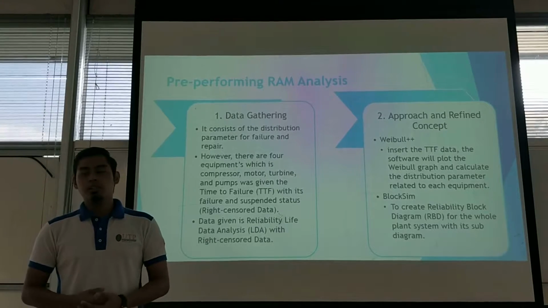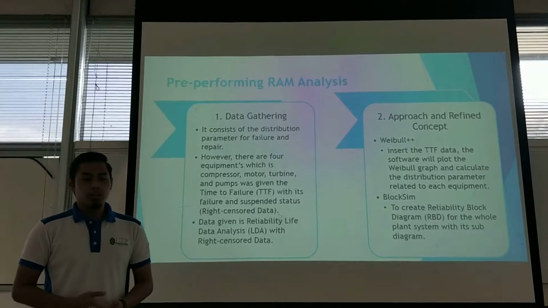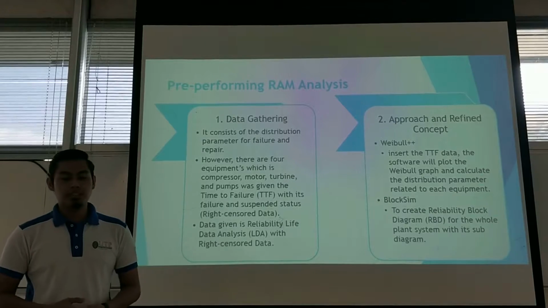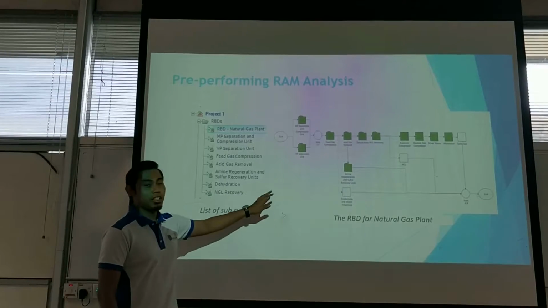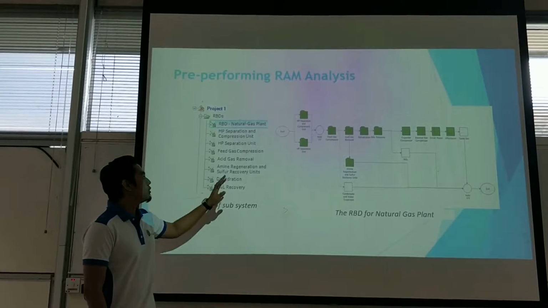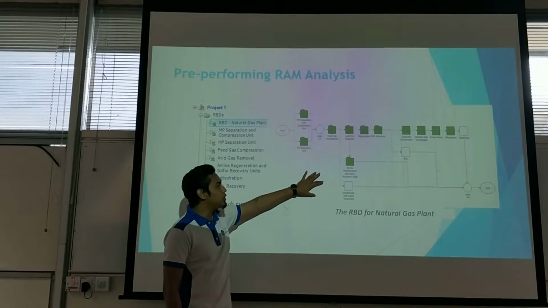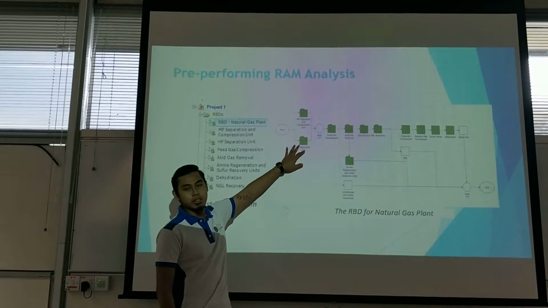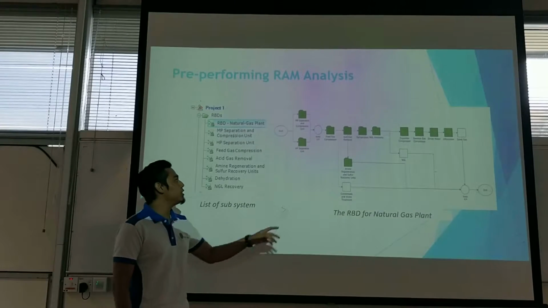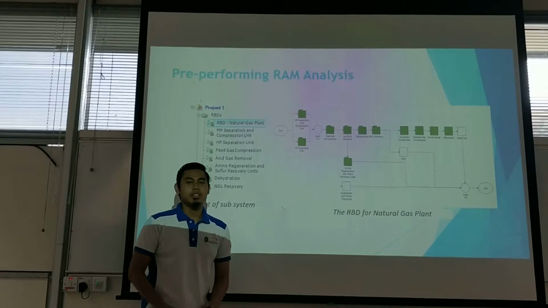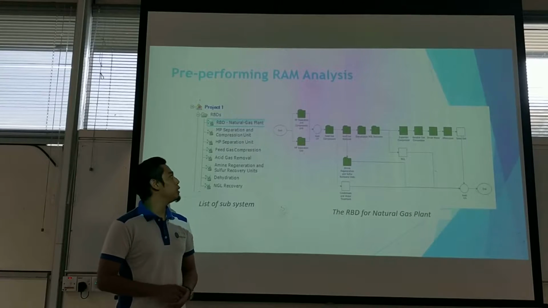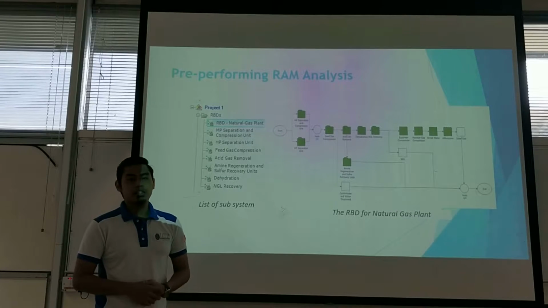Next, we choose BlockSim software to create the reliability block diagram, RBD, for the whole plant system with its sub-diagrams. This is our RBD for the natural gas plant. From this figure, it has the subsystem blocks, this is the list of our subsystems. As you can see here, the green color indicates the block has failure and repair distribution parameters, while the white blocks are considered non-failure blocks.